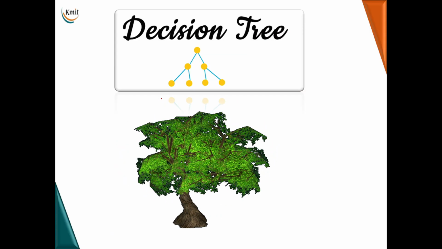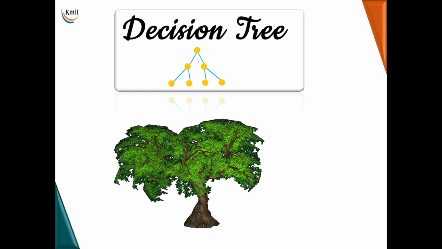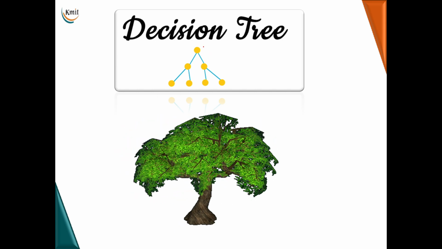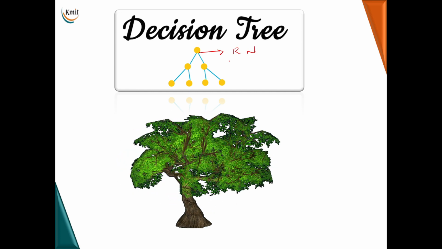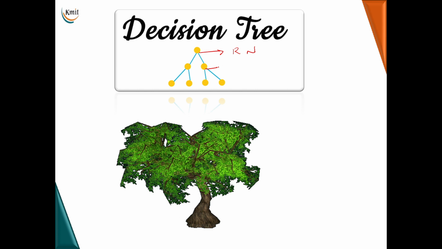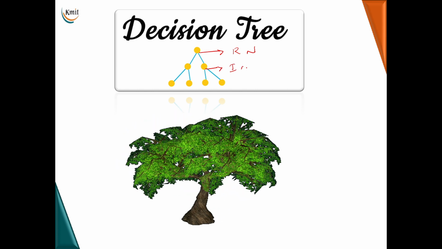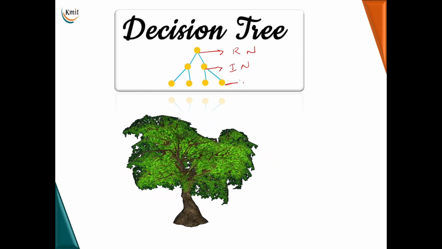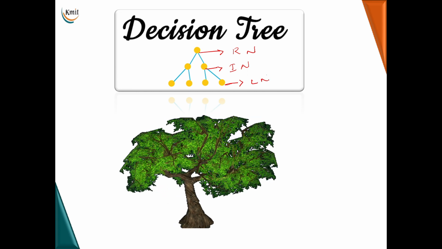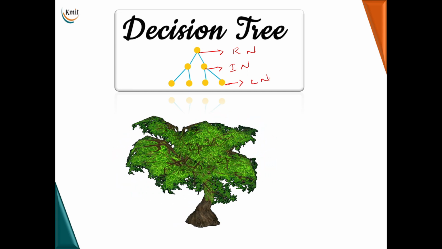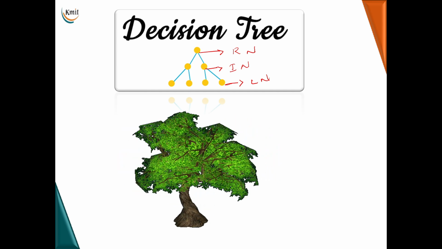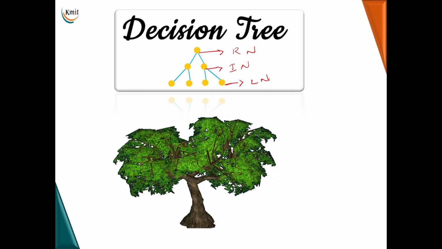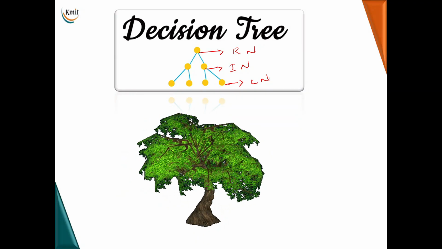Now, this is your root node. Then this is your internal node. Then this is your leaf node. This is not the same as your tree? Yes, it's similar to your normal tree. So in the same way, you have your root node, your internal nodes, and your leaf nodes.